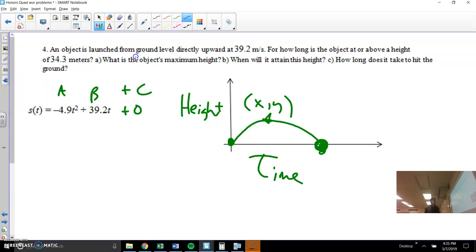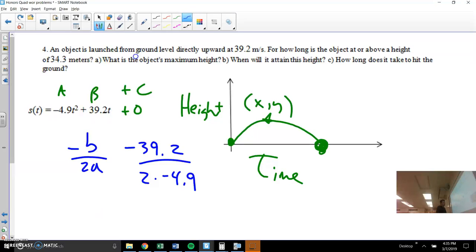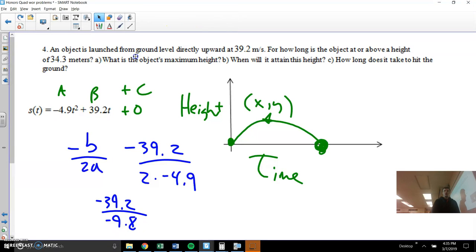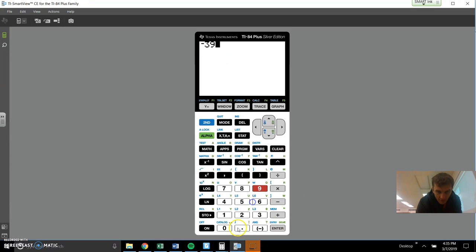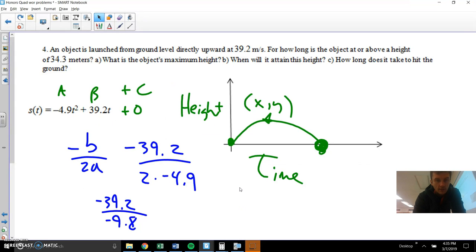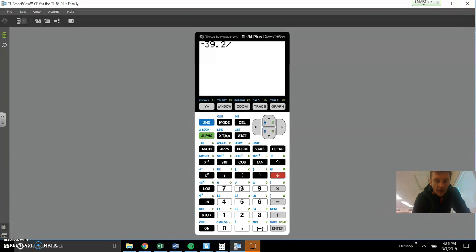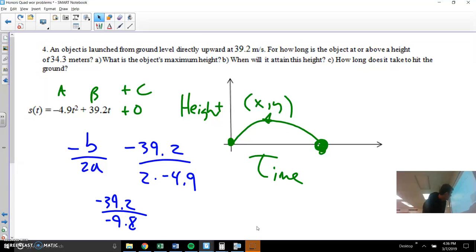Okay? So let's do one thing at a time. When I'm trying to find the max point in something that is in standard form, that's when we need to do negative b divided by 2a. Negative b in this problem is negative 39.2. 2a is 2 times negative 4.9. So negative 39.2 divided by negative 9.8. I may want to use a calculator there if I'm not confident, which I am, but I'm modeling how I would do it at home if I were you. That gives me 4, which is great. So the x value is 4.